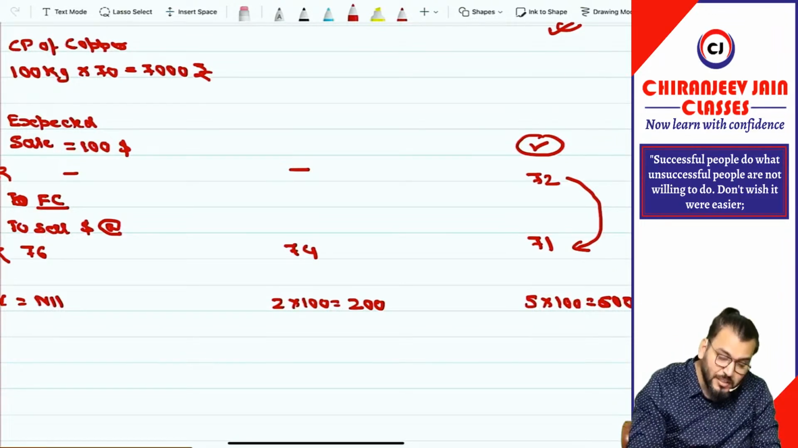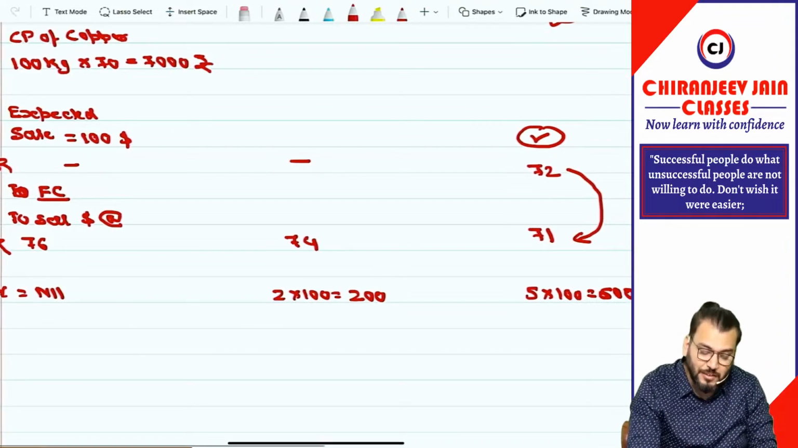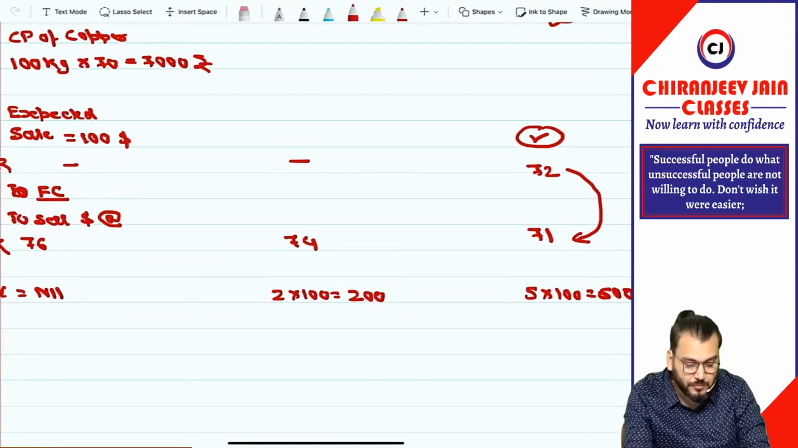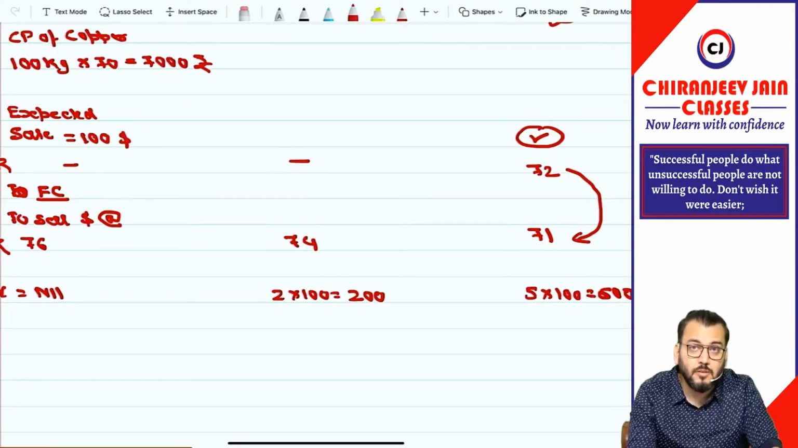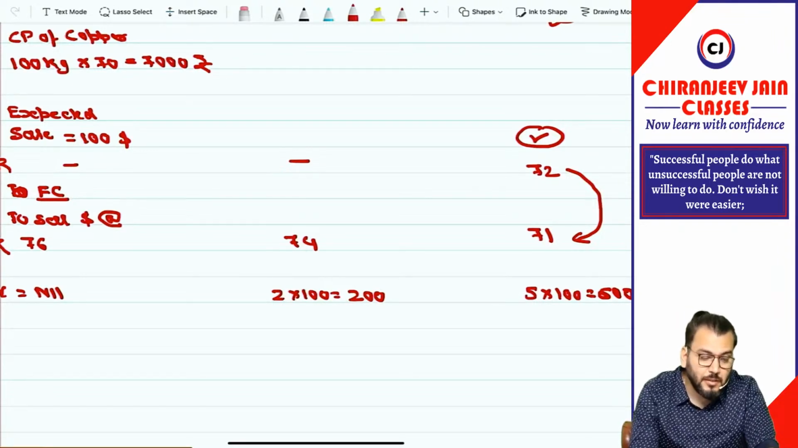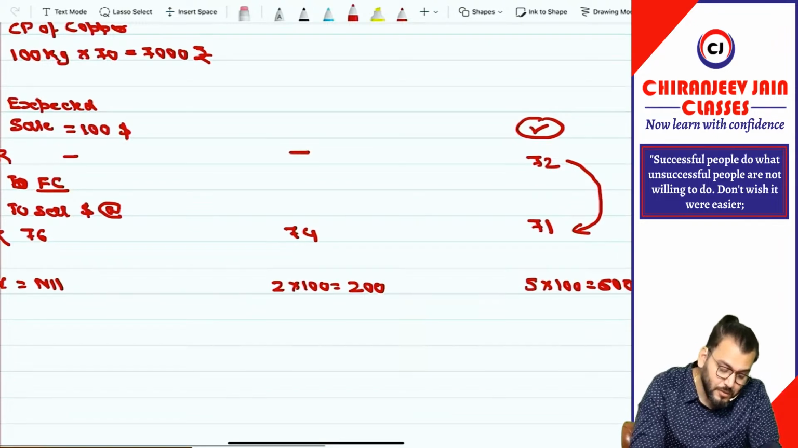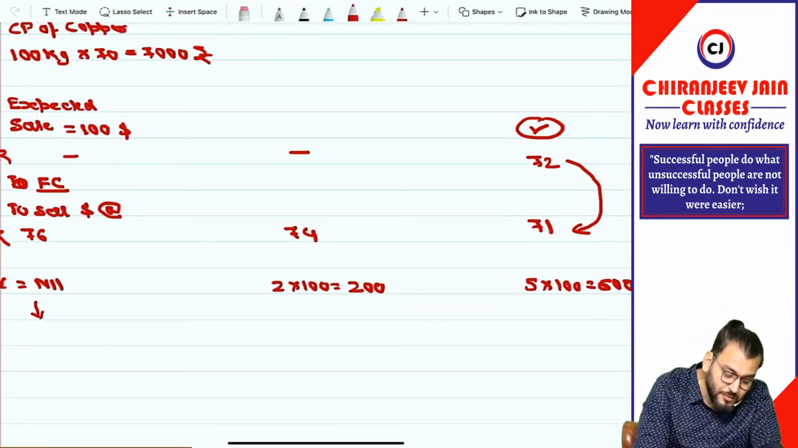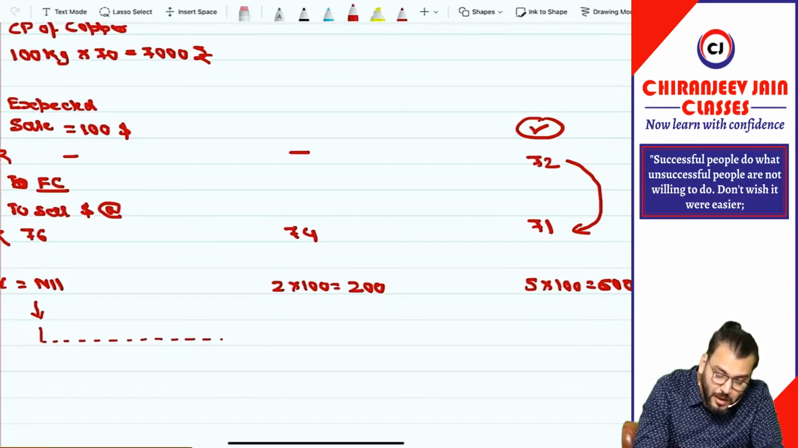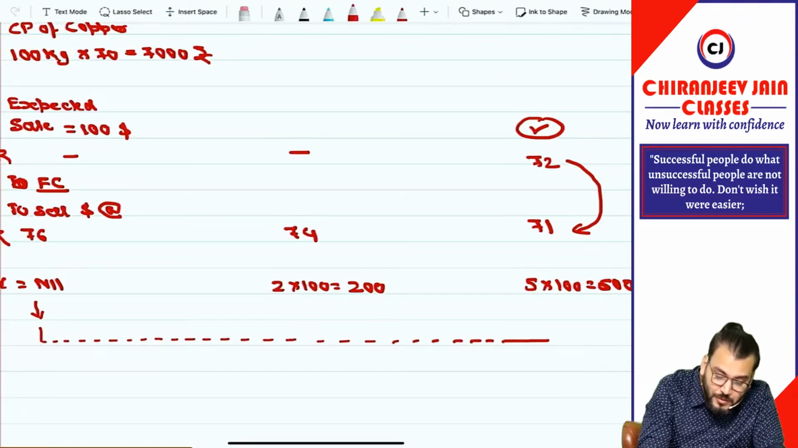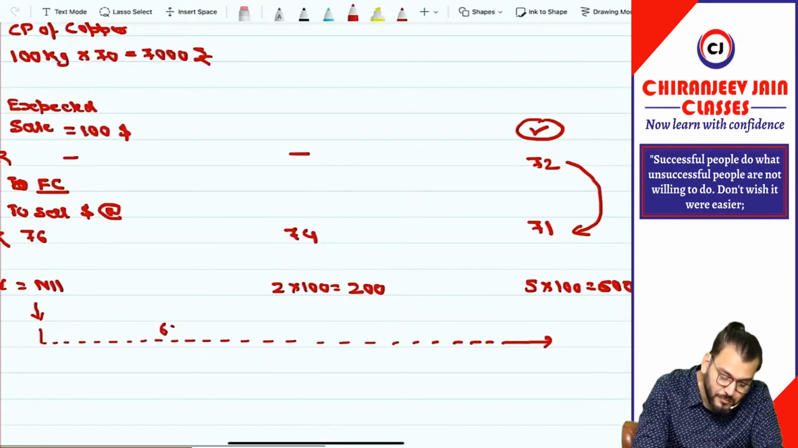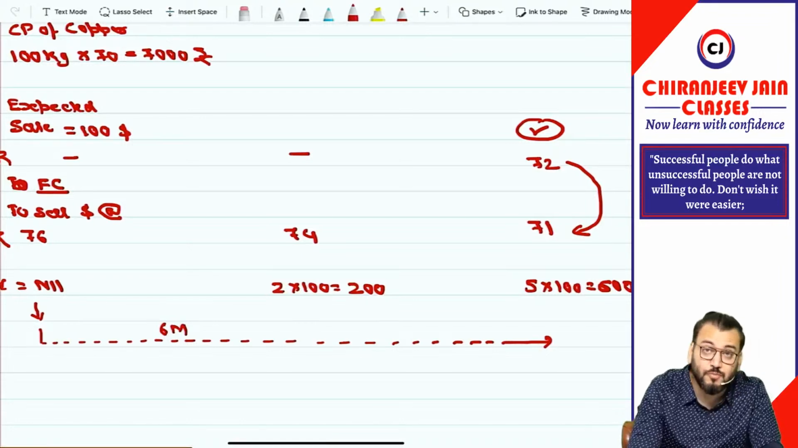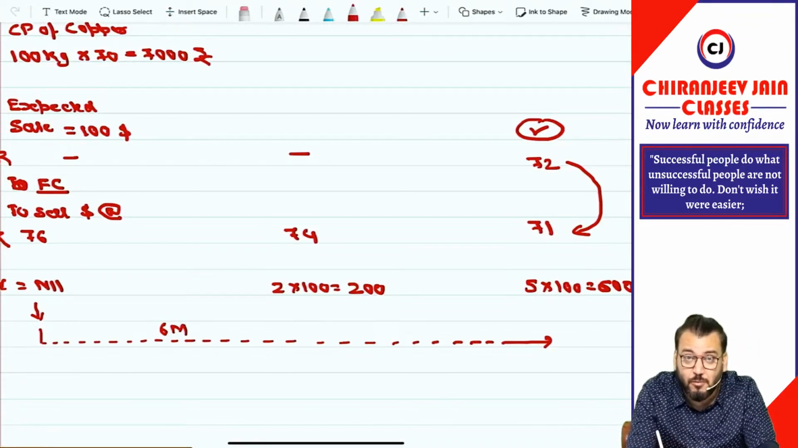Just try to understand whatever I am saying. Can I say in this way? On this date, this is the fair value of the forward contract. This amount is receivable after how many months? 6 months. Because this is a forward rate, the actual sale will be done after 6 months.